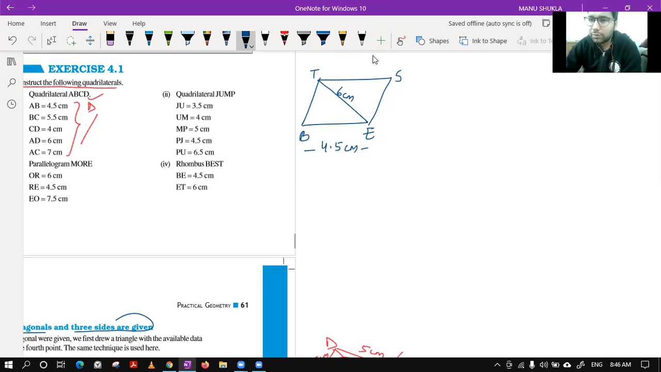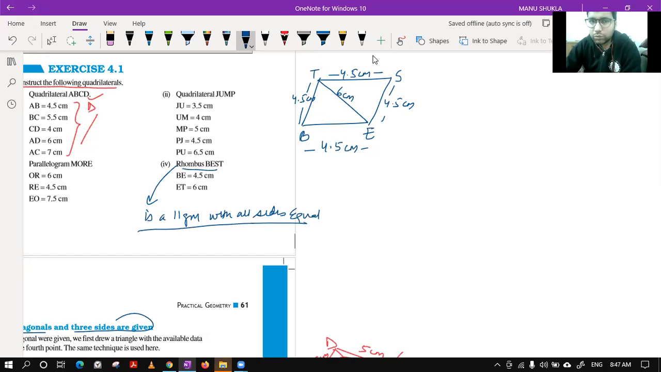Now we have utilized the property of rhombus that all sides are equal in rhombus. Also, we know rhombus is a parallelogram with all sides equal. This is the definition of rhombus. So we can say this is 4.5 centimeter, this is also 4.5 centimeter, and this is also 4.5 centimeter. So they actually wanted to test your knowledge about this property. That's why they gave you only two things in the question.